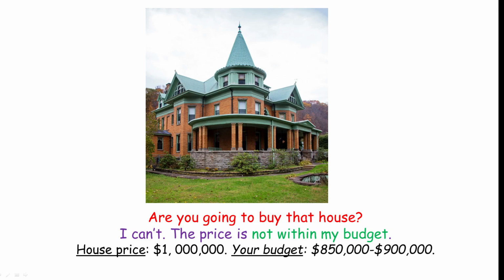So if the house is that price, I can buy it, but it's not. It's $1 million. So the house price is not within my budget. So I can't buy it. I don't have enough money. So when we talk about a budget or we talk about money, we can also use within, right? It's not within my budget, so I can't buy it. There's a low price and a high price.